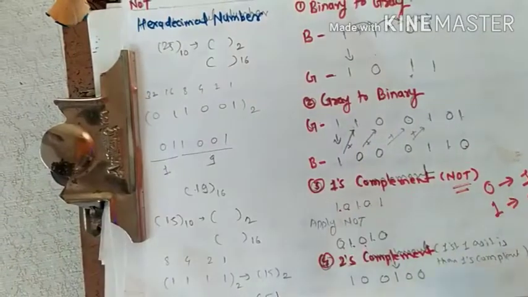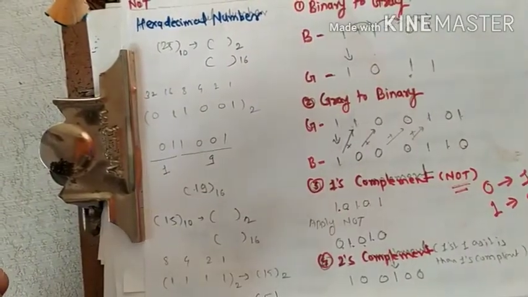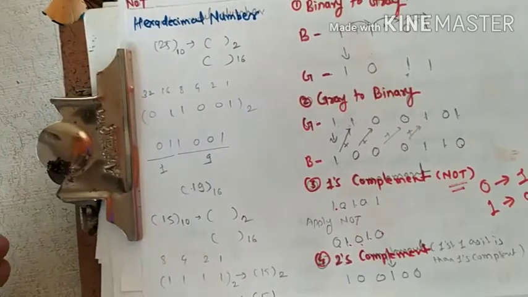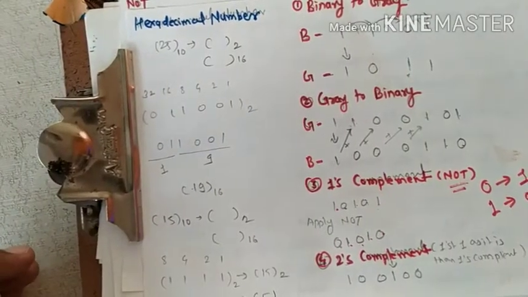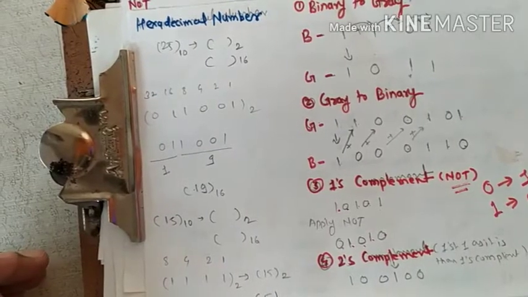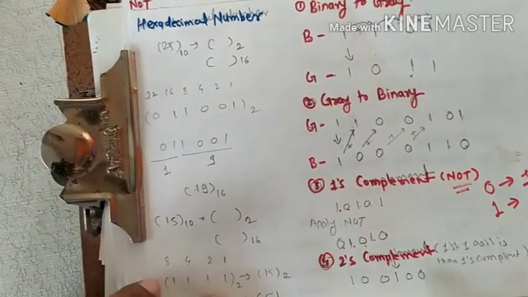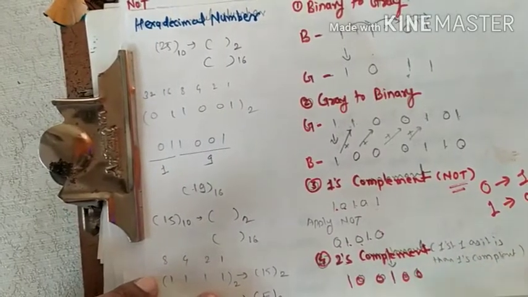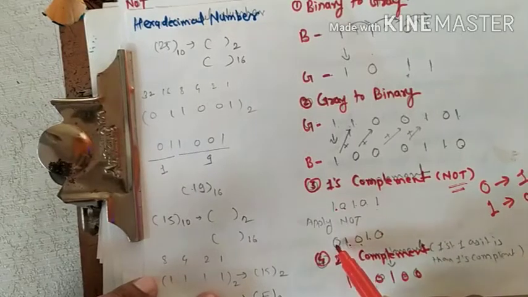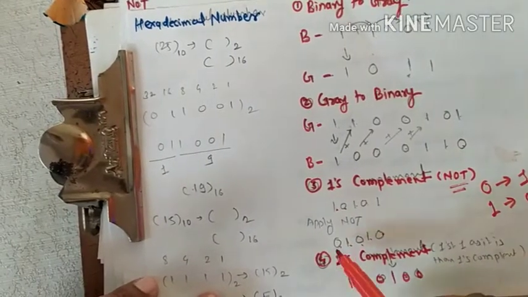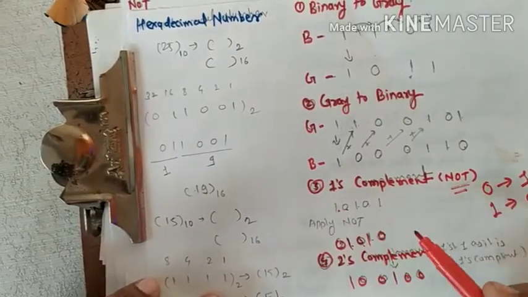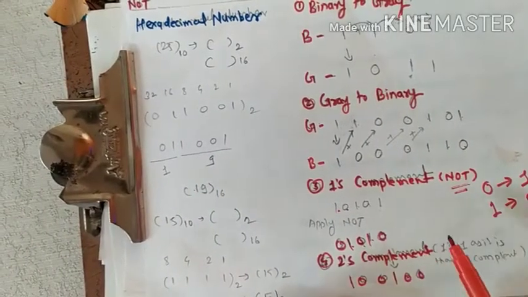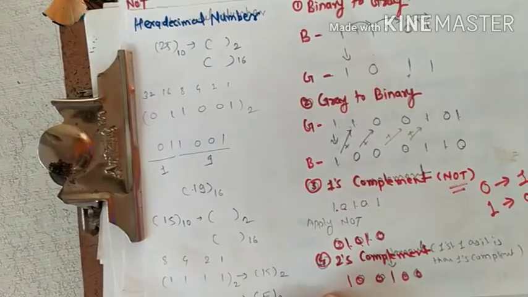Next one is twos complement. Actually there are a number of techniques to convert our binary code into twos complement, but I want to explain the very simplest method. See here, we write 1 0 0 1 0 0. This is the number that we want to convert into twos complement. So you have to write down the number up to the first one as it is.